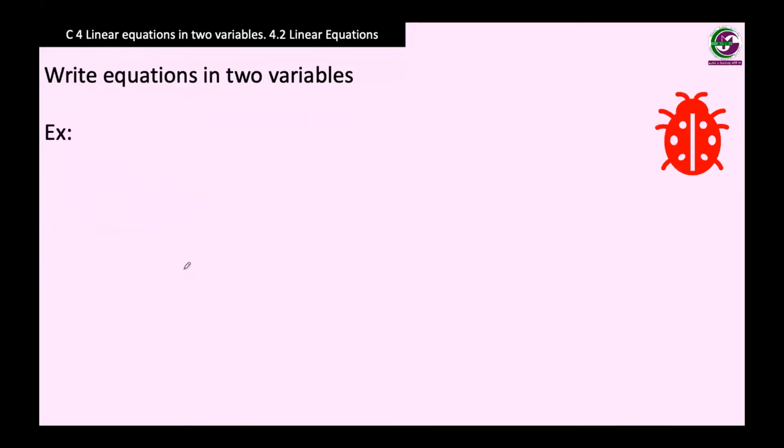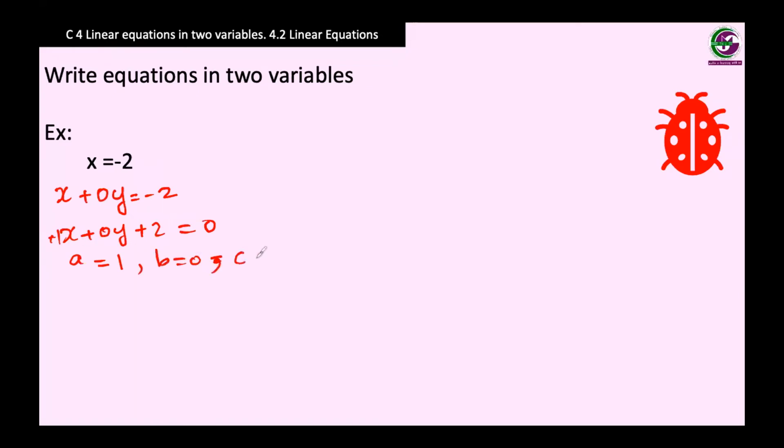Let's see another example. Write equations in two variables. Here there is only one variable, but as I told you, we can rewrite in the form of two variables by inserting a plus 0y equal to negative 2. And negative 2 should be taken back, so it changes to positive 2. And what are the values of a, b, c? A is 1 because the coefficient of x is 1. B is equal to 0 and C is equal to 2.